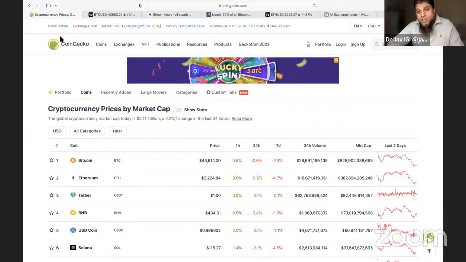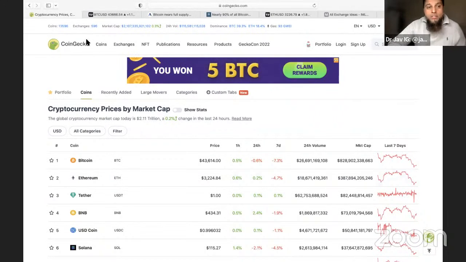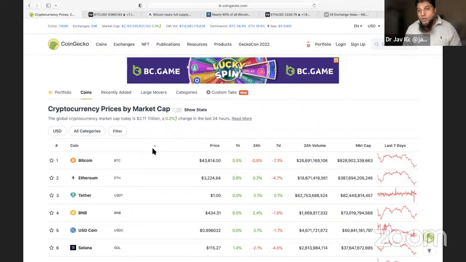So if you see my mouse cursor, I'm going to move my mouse cursor around. So around 13,000 or so cryptocurrencies on CoinGecko.